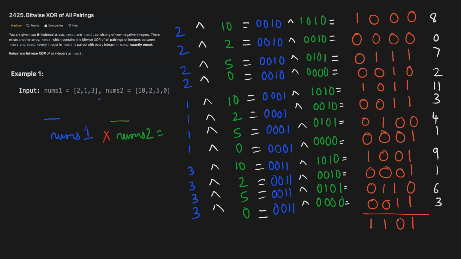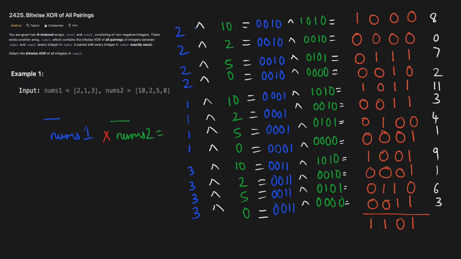Because of this, we will get a total of 12 pairs, which we get by multiplying the sizes of nums1 and nums2. And when we XOR 2 bits, the result is 1 if the bits are different, but 0 if the bits are the same. For example, 0 XOR 0 is equal to 0, 1 XOR 1 is also 0, 0 XOR 1 is 1, and 1 XOR 0 is also 1. So now let's run through this example.